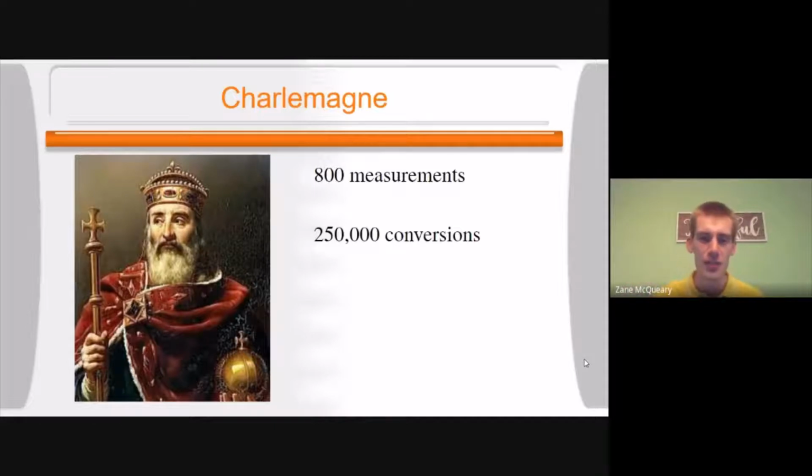And to get from those measurements to the other ones, there were over 25,000 different conversions, like we do from centimeters to inches or something like that. Try to think about trying to memorize all those conversion factors. All right, so Charlemagne started, but he certainly didn't finish it, right?